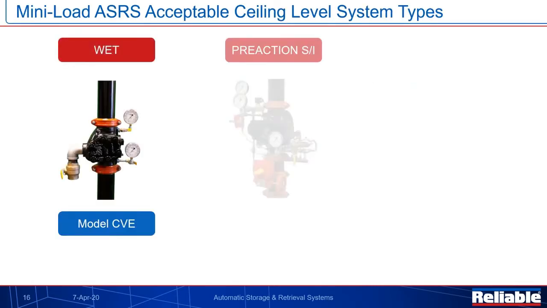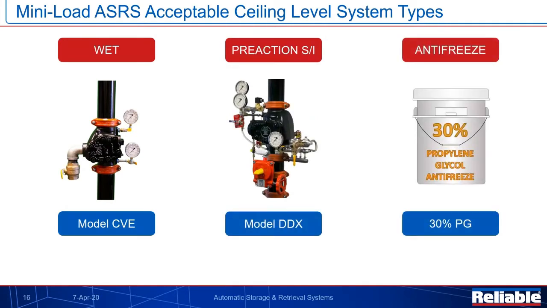With our ceiling level protection, we have three system options that FM provides guidance on. We can use wet, we can use a single interlock pre-action system, and we can also use antifreeze for this application. If we choose to use single interlock pre-action system, we're gonna have to install it as the equivalent of a wet system. And that's gonna mean that we need to look at the detection requirements found in FM data sheet 5-48, and it's gonna basically try and make sure our spacing is reduced and tightly spaced detectors, so it activates just like a real sprinkler system would in that instance.